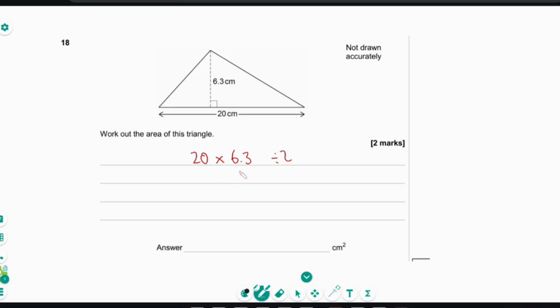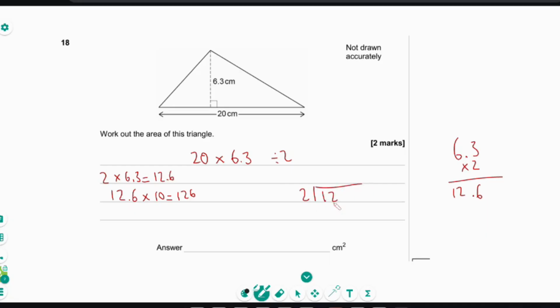So 20 times 6.3. I'm going to work out 6.3 times 2 first, and I'm going to multiply it by 10. 2 times 3 is 6. Decimal point goes here. 2 times 6 is 12. So 2 times 6.3 is 12.6. I need to times that by 10 now. I'm timesing it by 20, not 2. If I times by 2 and times by 10, it's the same as times it by 20. 126. And then 126 divided by 2.